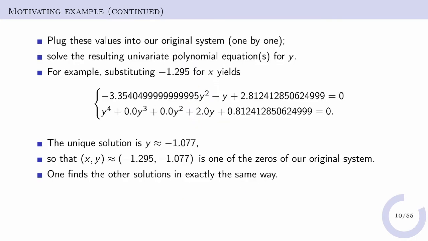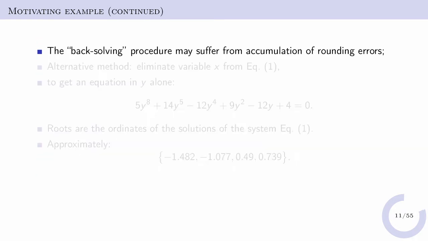And we can proceed the same way with the other roots of the eliminant, the other roots of this univariate polynomial in x, and substituting them one by one into the original system, we will get the corresponding roots of y, and that way we will solve the system. This is a quite straightforward strategy, a very simple one. However, it's not the best one because it can suffer from accumulation of rounding errors.